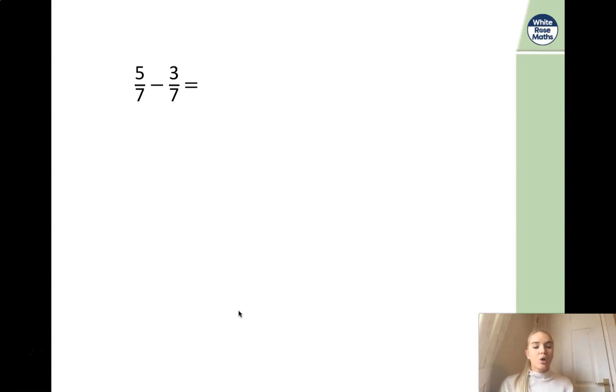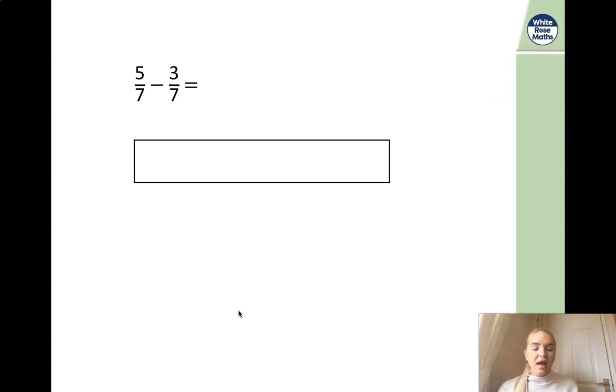Now, yesterday we were looking at adding numbers, 2 or more numbers. Today we are going to look at subtracting. So I have this calculation here, 5 sevenths take away 3 sevenths. And I think I can use my bar model to help me. How many parts is my bar model going to be split into, Year 4? That's right, it's going to be split into 7 parts because that is my denominator for both fractions.